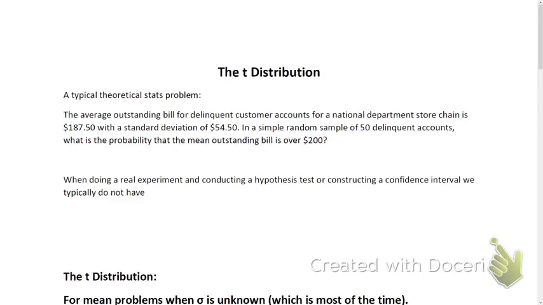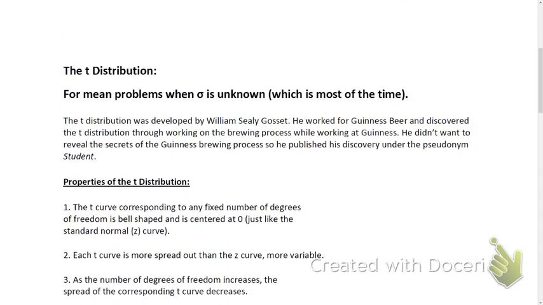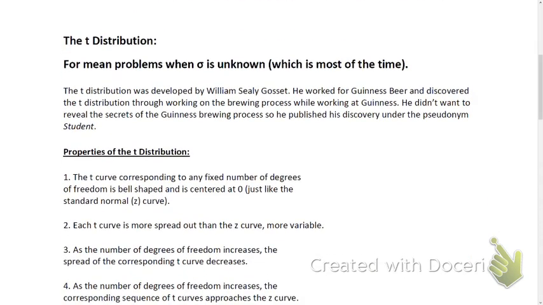In stats, we talked a little more about the t-distribution. The main thing you need to memorize is this statement right here. We use the t-distribution when you do not know what the population standard deviation is.